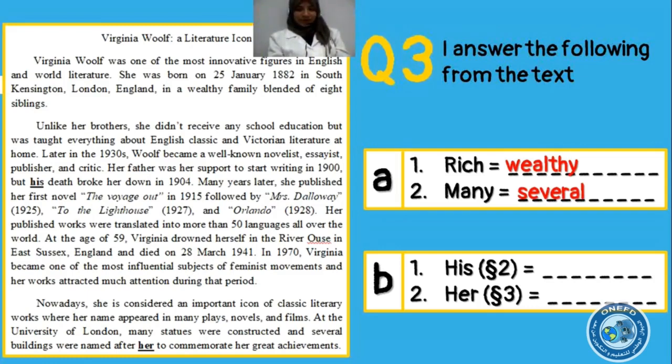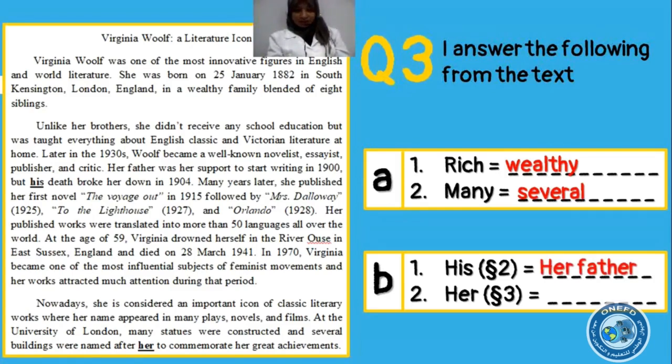For part B, the first word is his. You can find it in paragraph 2. It is underlined and it is written in bold. Now we have his. Let's read the sentence from the beginning. We have, her father was her support to start writing in 1900, but his death broke her down. The death of whom? The death of her father. So his death means her father, Virginia's father.